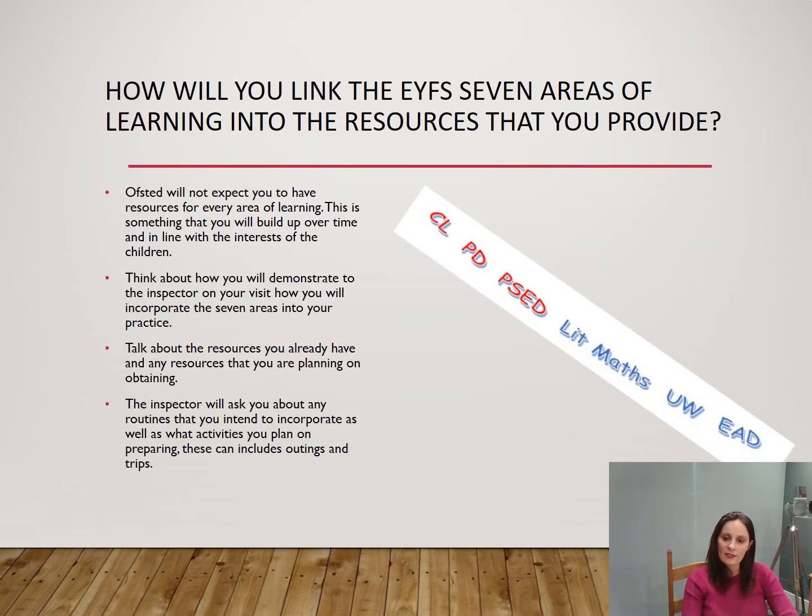How will you link the EYFS 7 areas of learning into the resources that you provide? Ofsted will not expect you to have resources for every area of learning. This is something that you will build up over time. Think about how you would demonstrate to the inspector on your visit how you incorporate those 7 areas into your practice. Talk about the resources that you already have. Talk about any resources that you're hoping to get, like a wish list. The inspector will ask you about any routines that you intend to incorporate, as well as what activities you plan on preparing, and these can include outings and trips. You will learn more about all of this on your pre-reg course, or if you've already done one, you will know what I'm talking about.